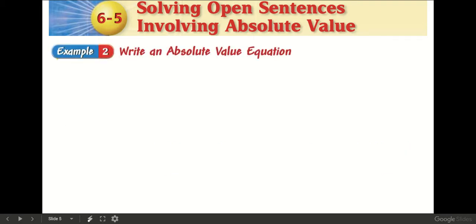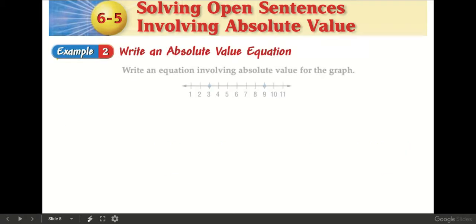Let's look at example 2. It says write an absolute value equation. So here they want us to write an equation involving absolute value for the graph. And so here's a number line. If you notice on the graph, I see two solid dots, which means it's currently graphing the number 3 and the number 9. So it wants me to write an absolute value equation, right?